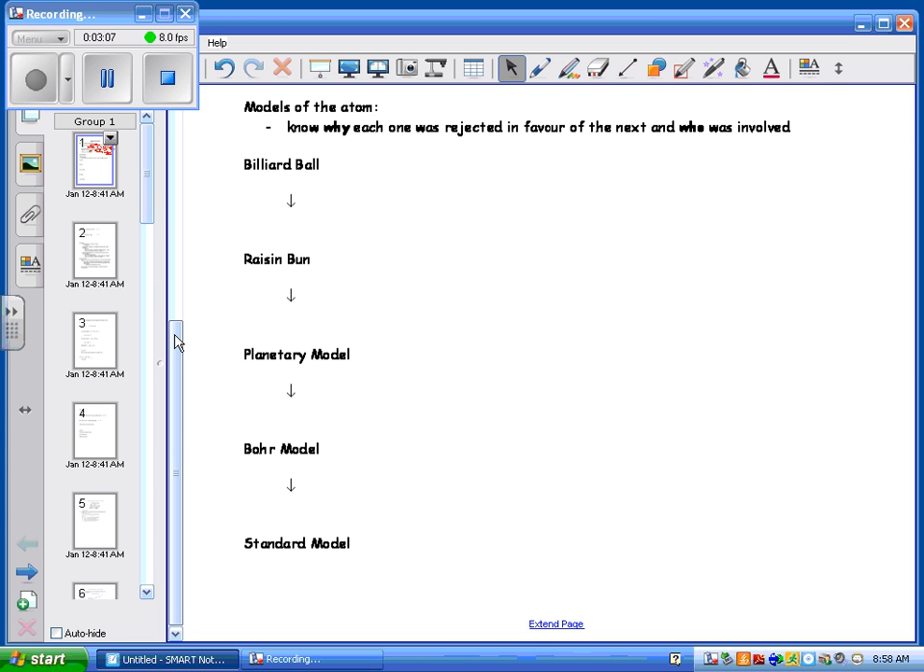These are pretty much the models we did, except I didn't want this to be standard model, I want that to be quantum model, because that's what we did there. The standard model comes after.